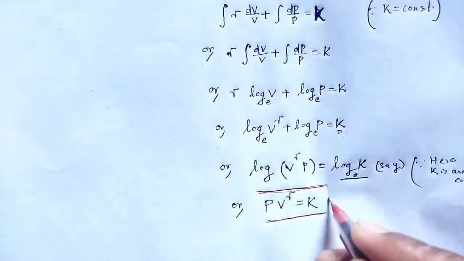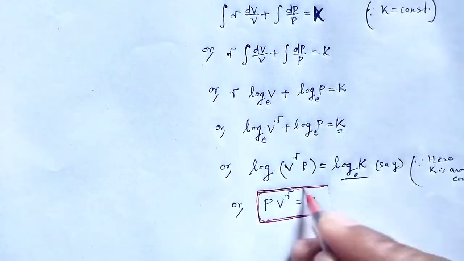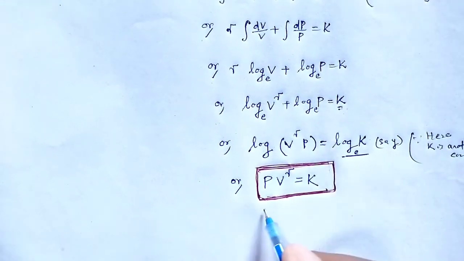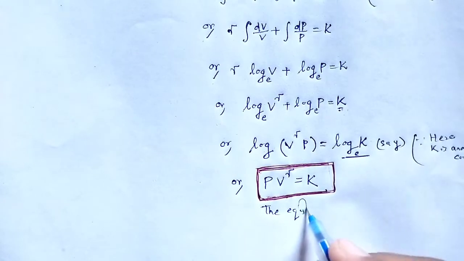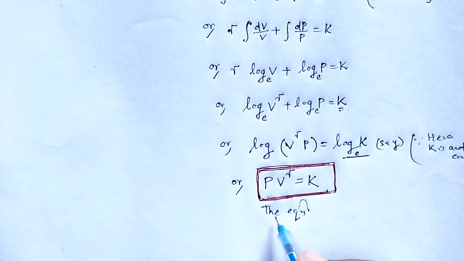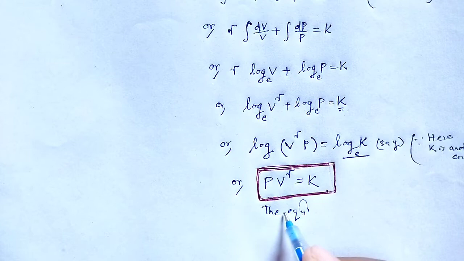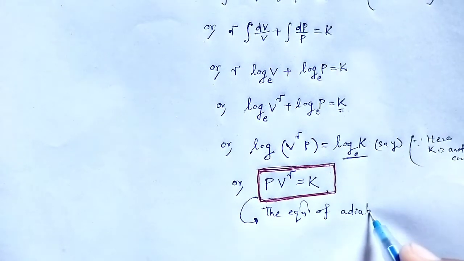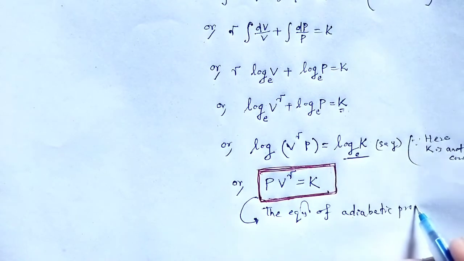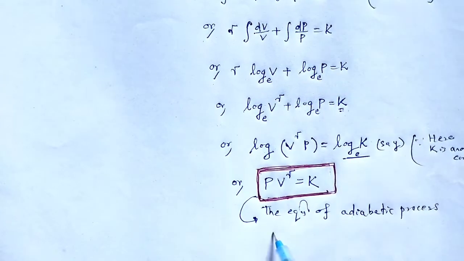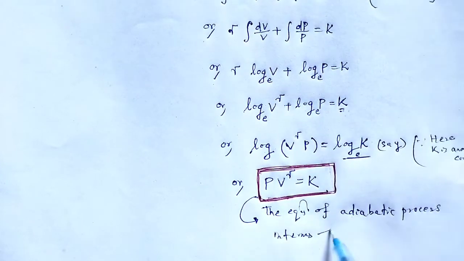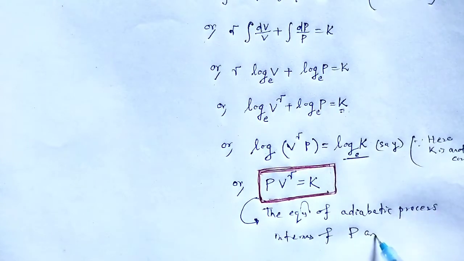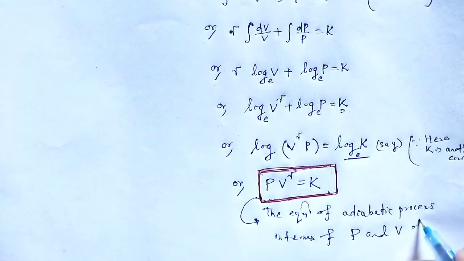That is the equation of the adiabatic process. This is the equation of the adiabatic process in terms of pressure and volume, that is in terms of P and V of an ideal gas.